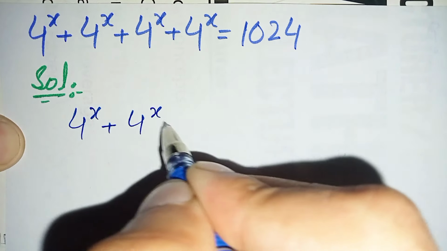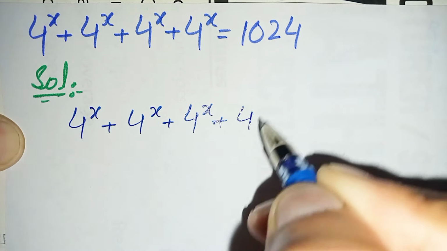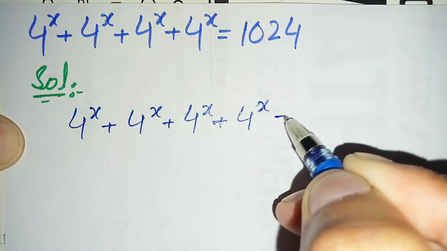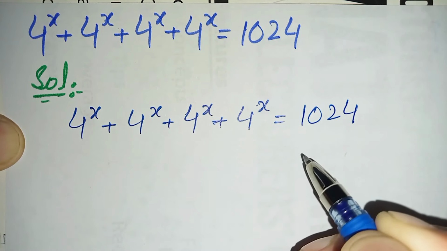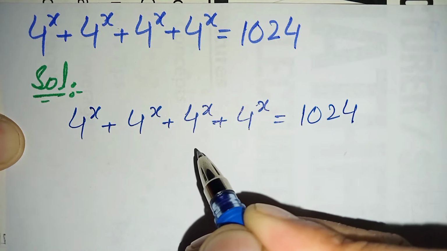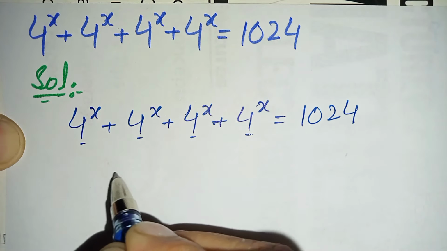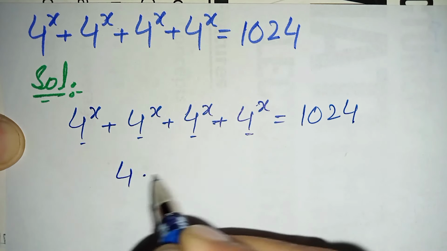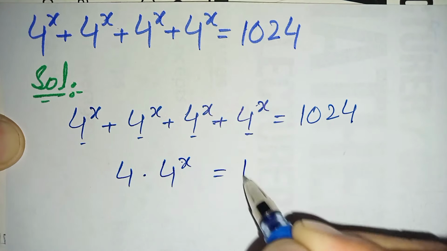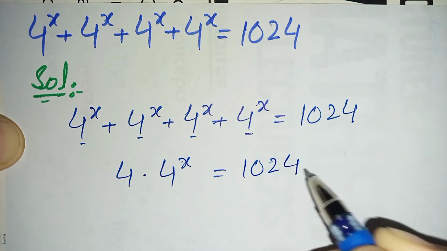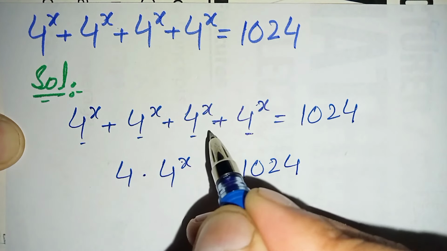So 4^x + 4^x + 4^x + 4^x = 1024. Now what will we do with the left hand side here? This same number is added 4 times, so we can write this as 4 times 4^x = 1024. We can also take 4^x common from all the terms.